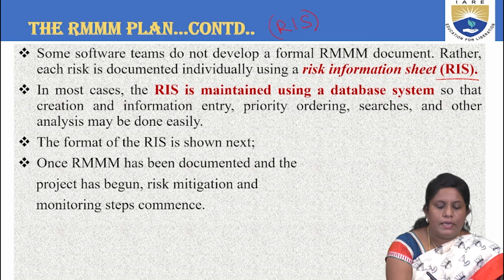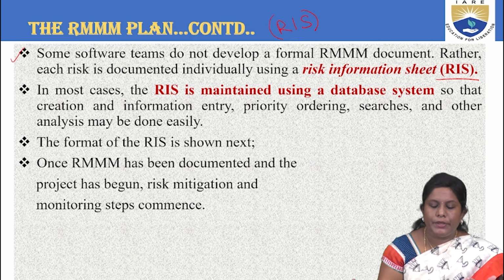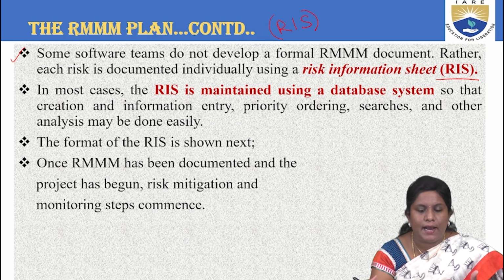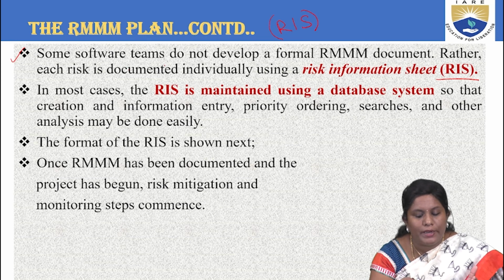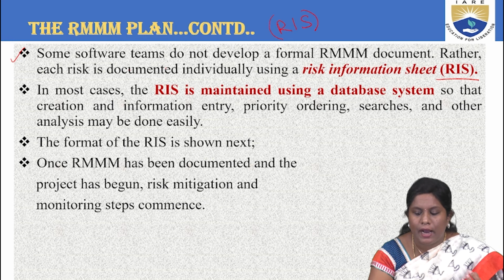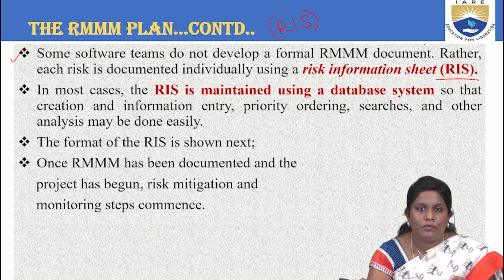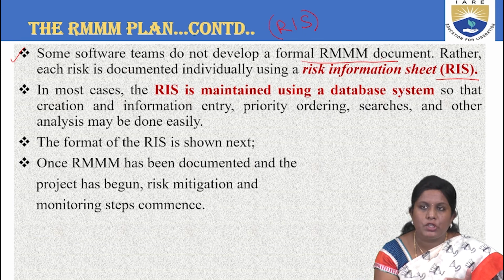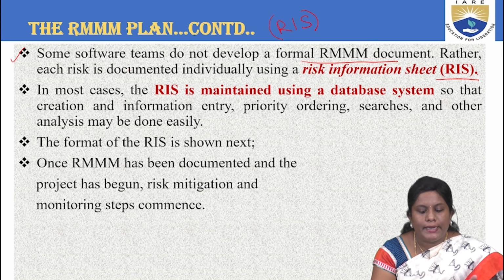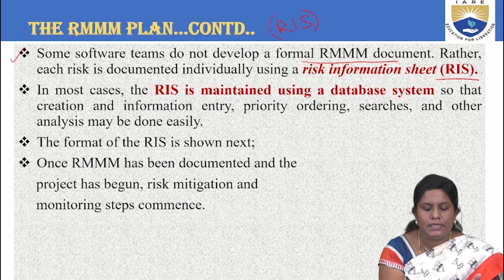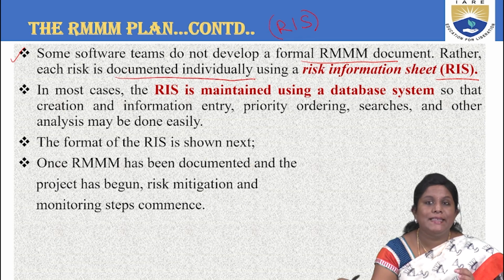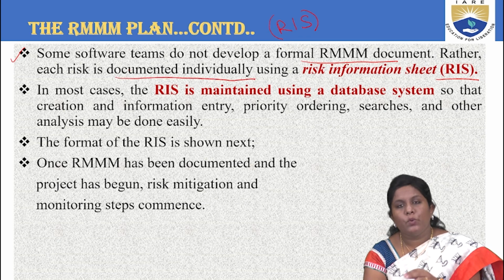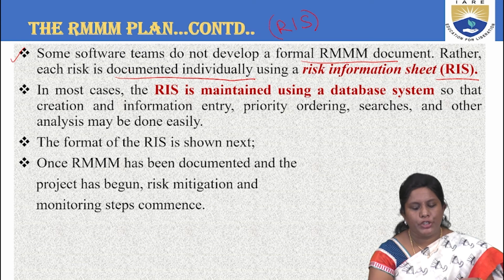Okay, so the first point, a continuation of the previous ones that have been discussed: some software teams do not develop this formal RMM document. When a software team does not have a formal RMM document, you have scope for creating this RIS sheet, where each risk is documented individually. This is very, very important. Documenting the things individually is done via the risk information sheet.